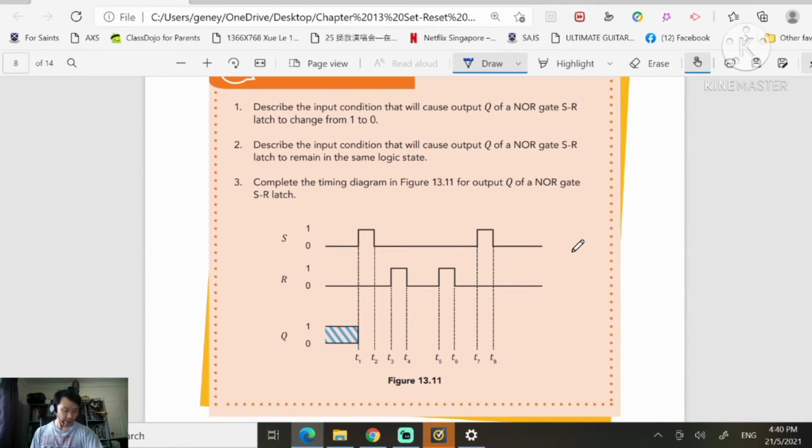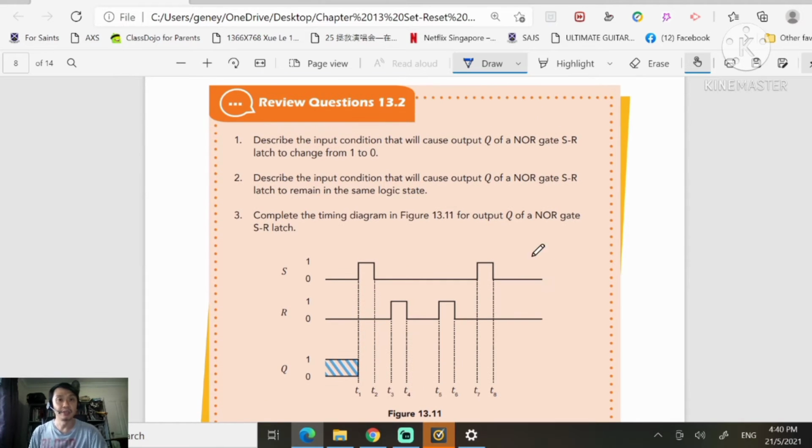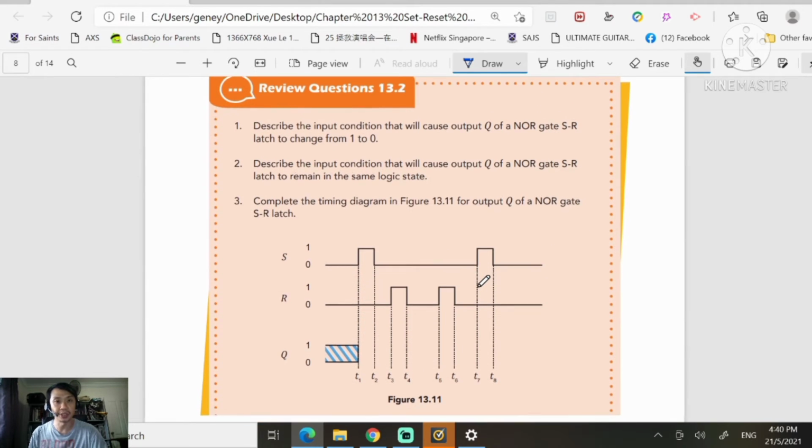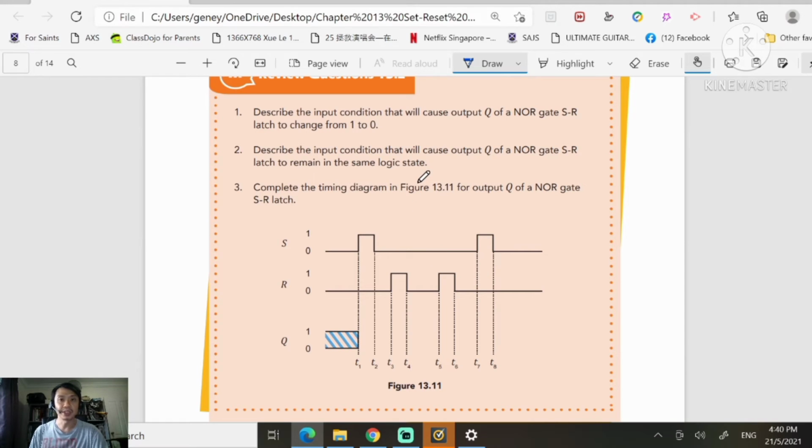Okay, so let's take a look at review question 13.2. Can you describe the input conditions that will cause Q to change from 1 to 0? You should be able to tell me that if it's dropping from 1 to 0, it is being reset back down to 0. So your set is 0, your reset is 1, because you're resetting it back to 0.